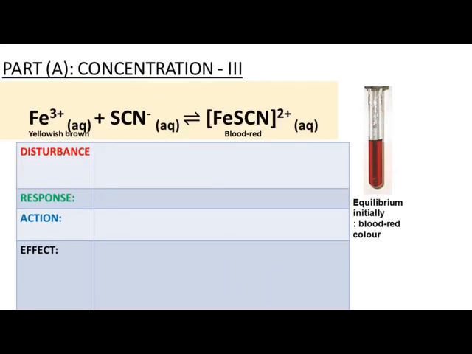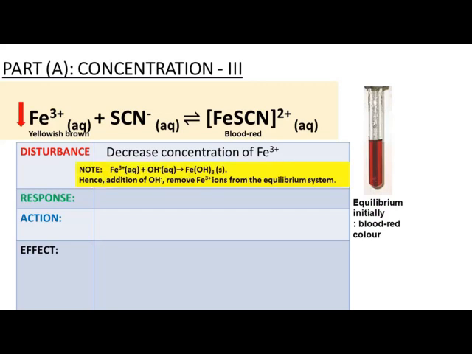What happens if the concentration of a reagent is reduced? For the same equilibrium system, the concentration of iron(III) ion can be reduced by adding some sodium hydroxide solution into the equilibrium system. As iron(III) ion can react irreversibly with hydroxide ion to form solid iron(III) hydroxide, the amount of iron(III) ion in the equilibrium system is therefore reduced.